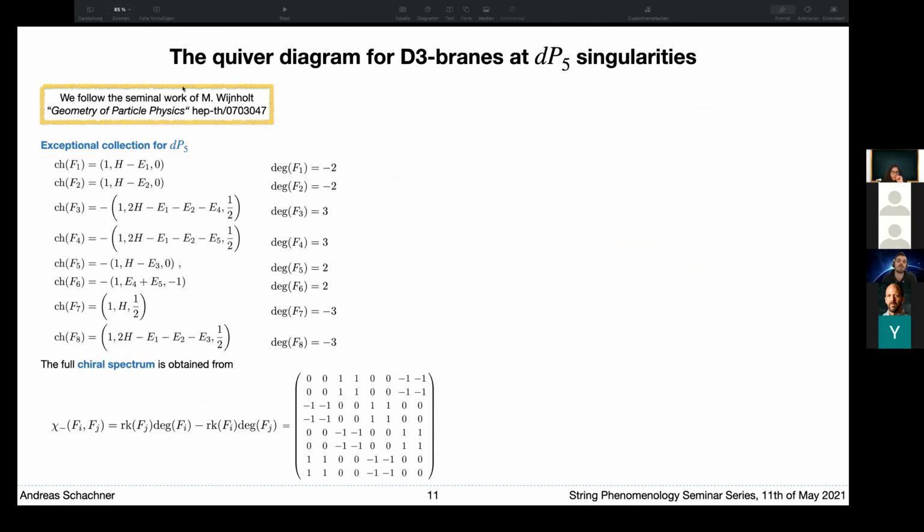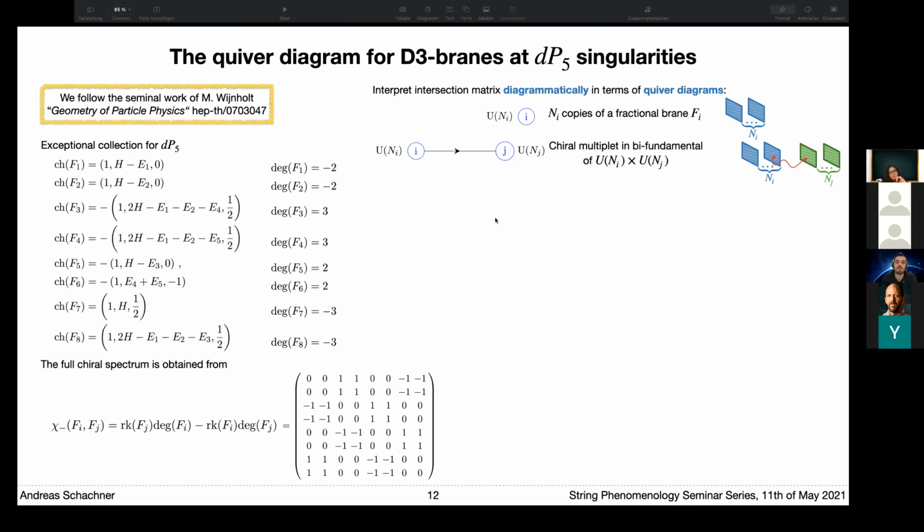Here we follow the seminal work by Wijnholt on the geometry of particle physics and define an exceptional collection by this data shown here. And then it's easy to plug this expression into the formula for the spectrum and obtain this nice matrix, which has a certain block-like structure. To interpret this matrix, we draw nice diagrams, so-called quiver diagrams, by assigning to each fractional brane a node i, and if there are n_i copies of such a fractional brane, it is associated with an additional U(n_i) gauge factor.